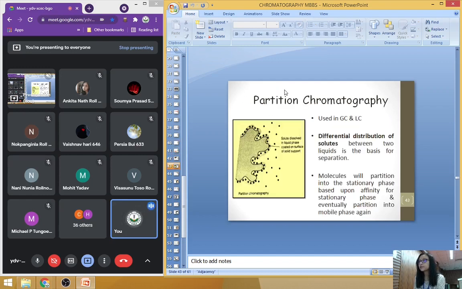So, partition chromatography. This is used in both gas chromatography and liquid chromatography. We have discussed paper chromatography. That is one of the examples of partition chromatography. Here, the differential distribution of solutes between the two liquids, that is the mobile phase and the stationary phase, is the basis for the separation.